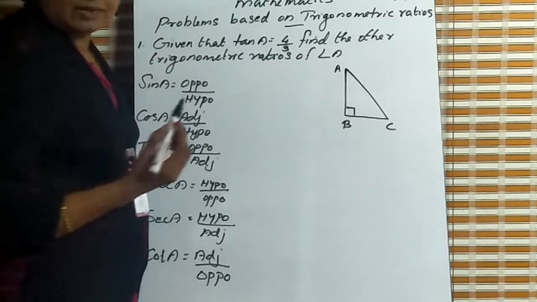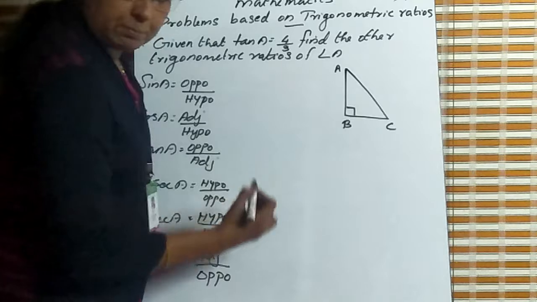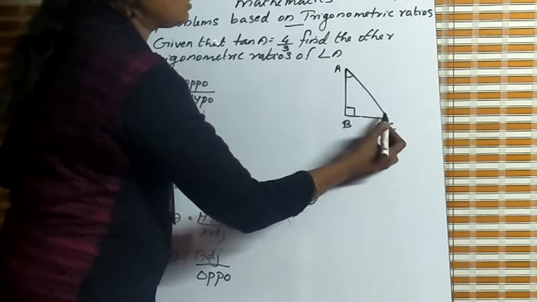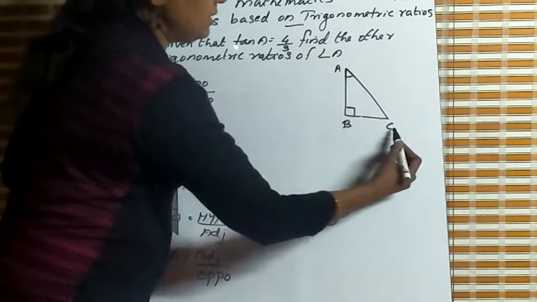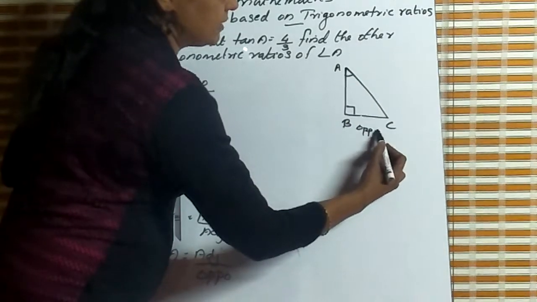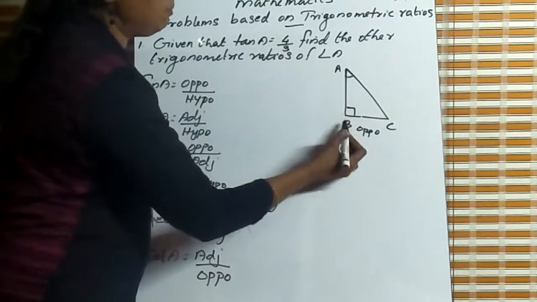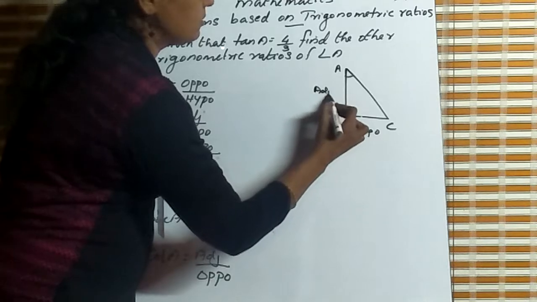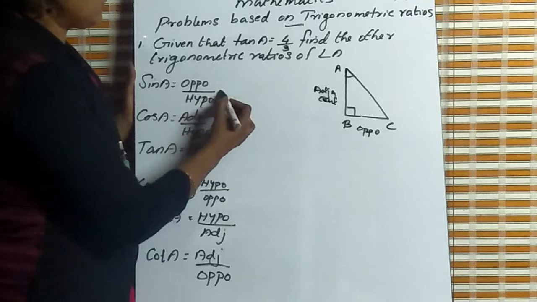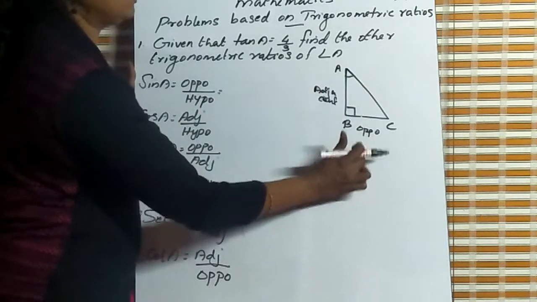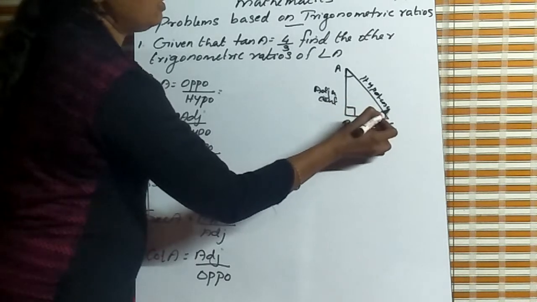side. Consider a right-angled triangle ABC, right-angled at B, and angles A and C are acute angles. Based on this angle A, BC is the opposite side, and AB is the adjacent side of angle A. What is sin A? Sin A is equal to opposite side, and this AC is the hypotenuse. The largest side is the hypotenuse.